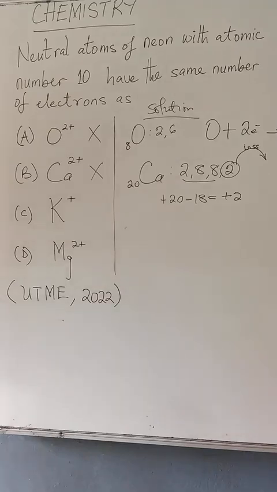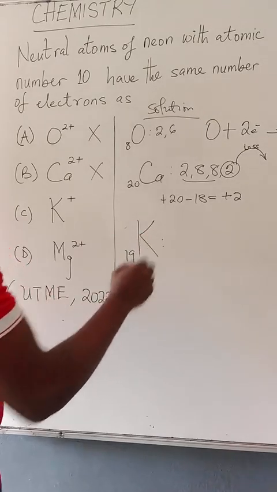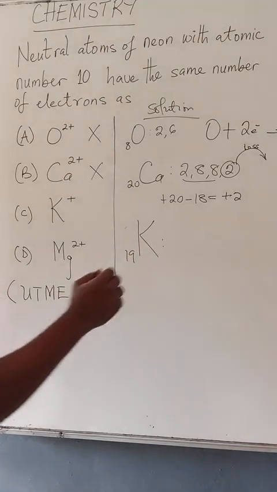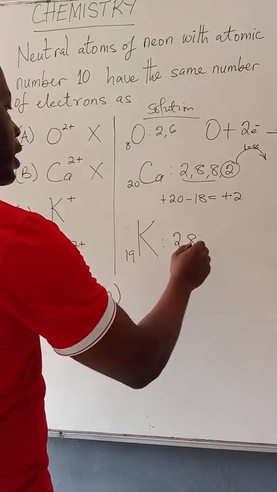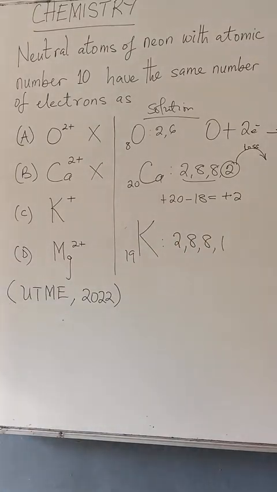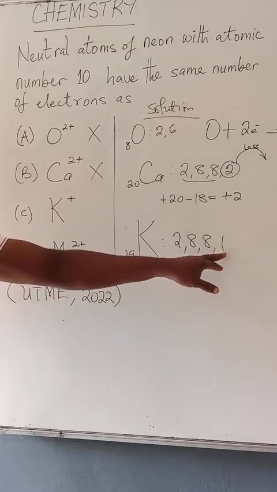Then we'll come to option C, potassium ion. What is the position of potassium in the modern periodic table? Potassium has position 19. That is, its atomic number is 19. So I have K19. What is going to be the electron configuration of potassium? It's going to be 2, 8, 8, 1. Do you understand? And since it has few valence electrons, it's likely a metal.